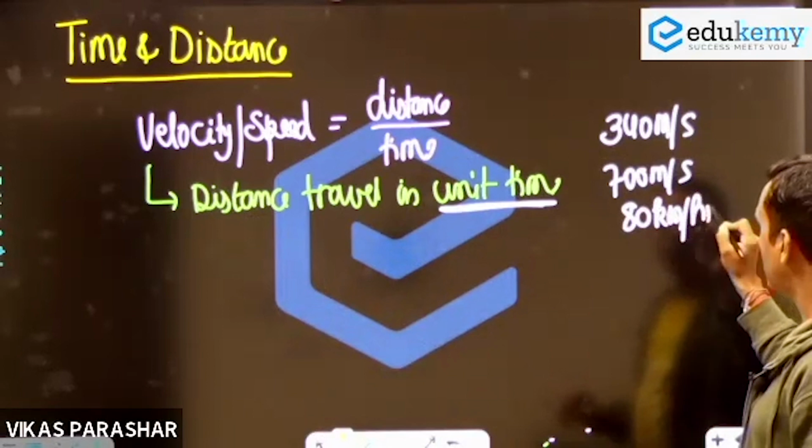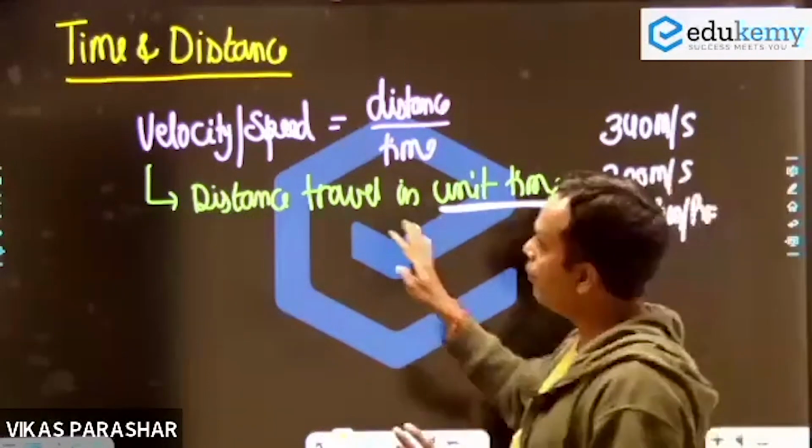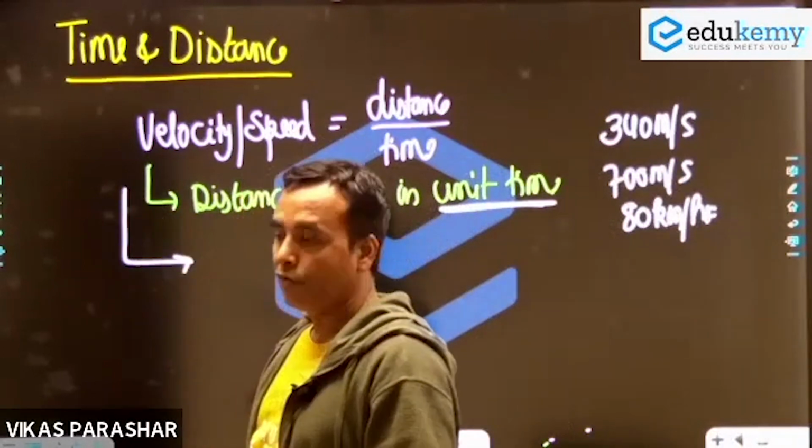So these are the units. In 1 hour, how much will you travel? 80 kilometers. It's called the unit. So if I'm talking about velocity, there are mostly two practical units we use for velocity.